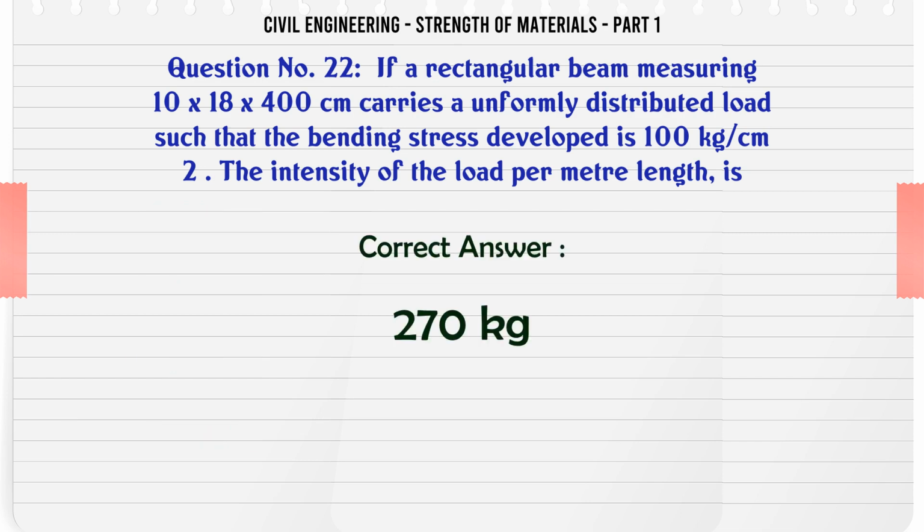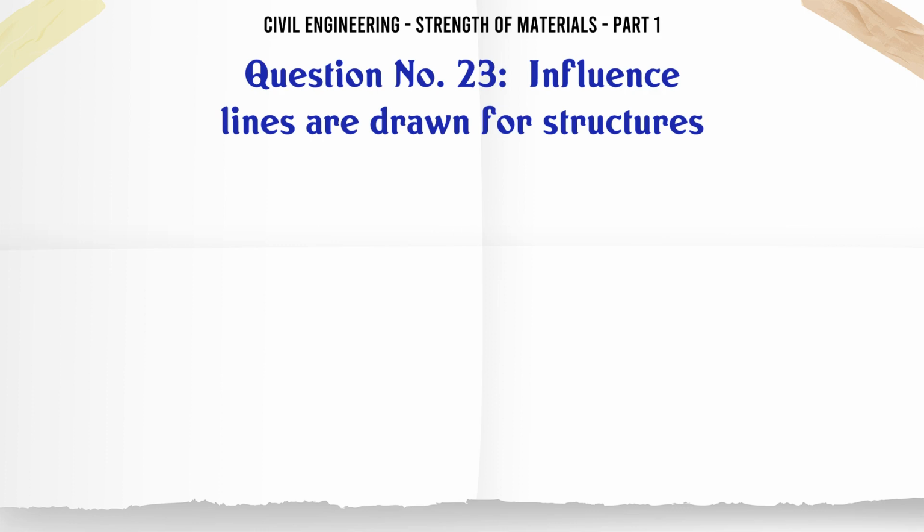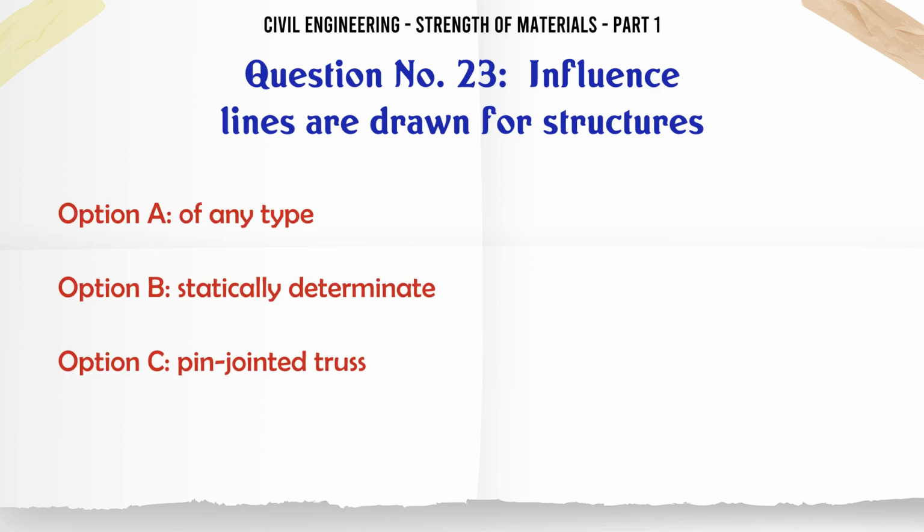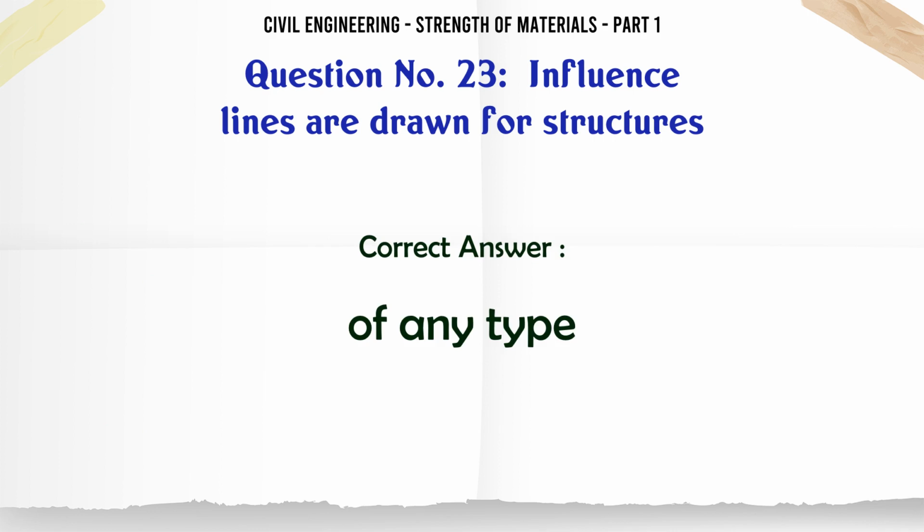260 kg, D. 270 kg. The correct answer is 270 kg. Influence lines are drawn for structures A. of any type, B. statically determinate, C. pin-jointed truss, D. none of these. The correct answer is of any type.